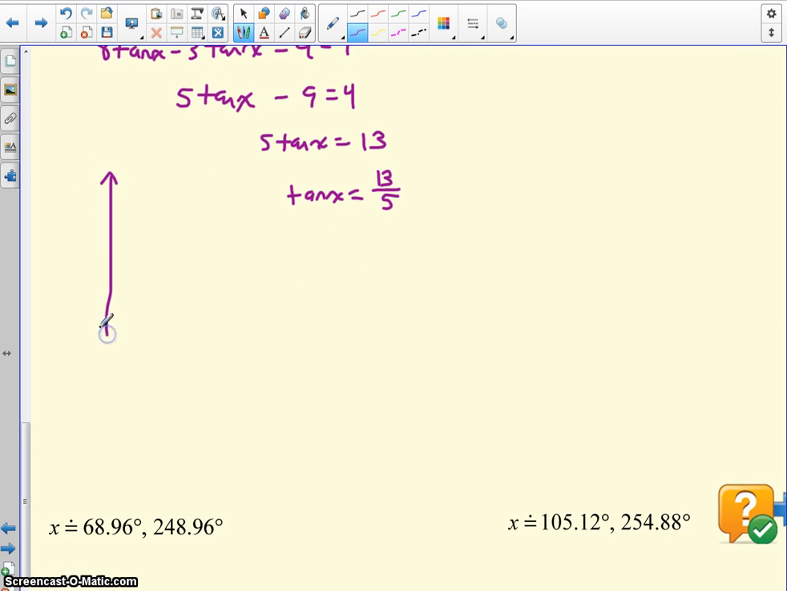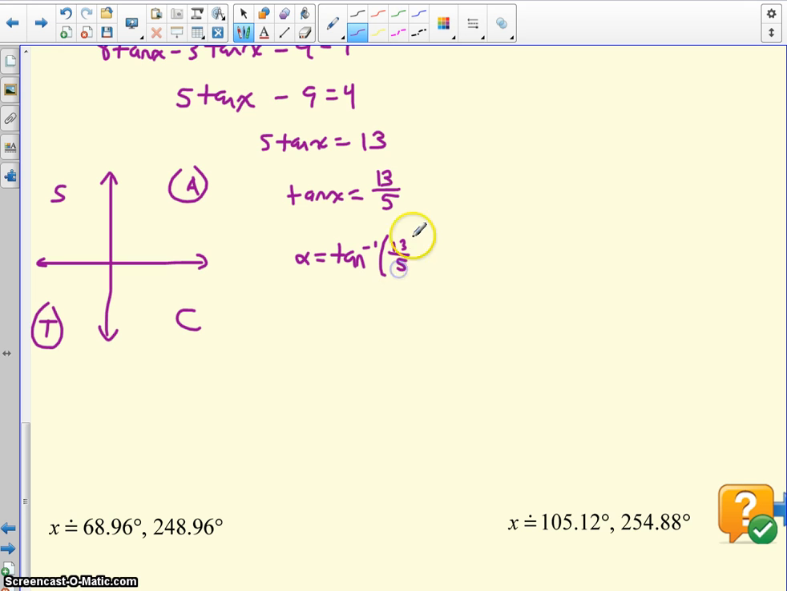We check to see where tan x is positive, and hopefully you can see from the CAST rule that that happens in two quadrants. So tan is positive in quadrant 3 and quadrant 1. Okay, so if I want to find alpha, that's going to be the tan inverse of 13 over 5, which a quick calculation tells me will be 68.96 to 2 decimal places. So again, look at your two quadrants. We've got quadrant 3 and quadrant 1.